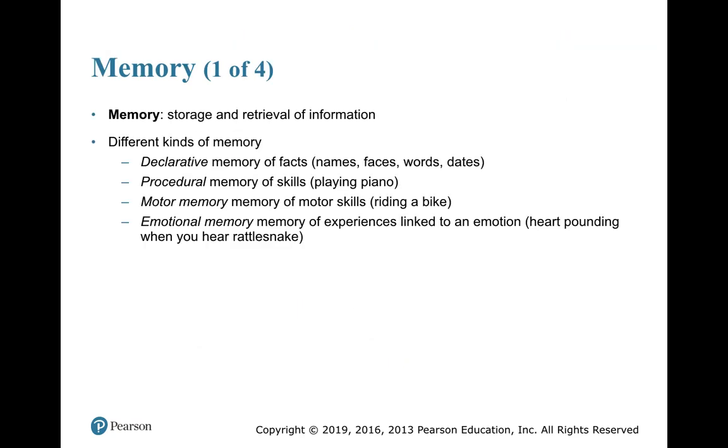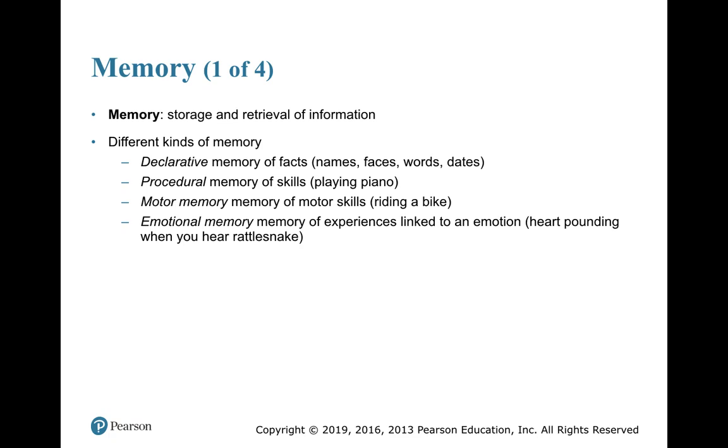Memory is involved in the storage and retrieval of information. There are at least these 4 different kinds of memory. The one we know the most about is declarative memory. Those are facts, names, faces, words, dates, kind of things you do for your homework, for example. Procedural memories are memories of skills, so playing piano, driving a car, a lot of your nursing skills.